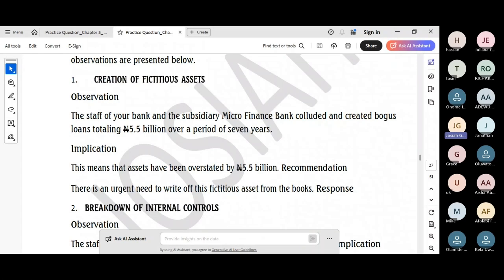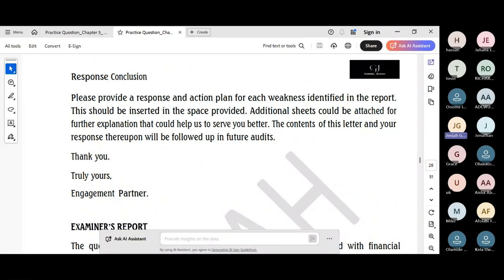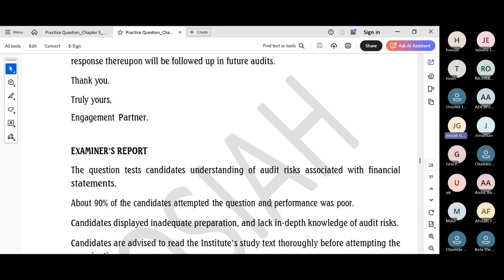Then the area of adhering to format requirements, like the part C, failing to format your response as a management letter will result in loss of marks, irrespective of your content. So please ensure you include all the relevant elements, the proper salutation, the body paragraphs with specific observations, implications, recommendations, and a professional closing. Be good. Thank you. Yours truly, engagement partner. It's very important.